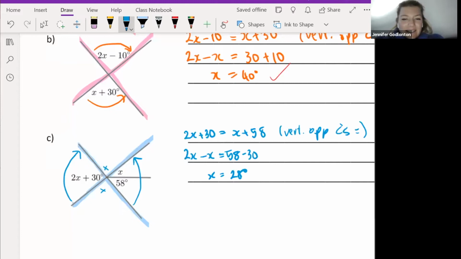Do we see it, guys? Do we see our vertically opposite angles? Tiana's like, no, I'm done.